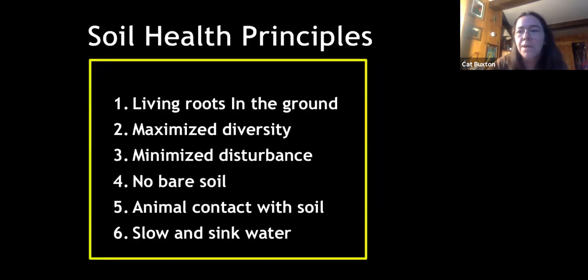So here's another look at those soil health principles. You can find these up on the Vermont Healthy Soils Coalition website at any time. You can also find various portions of these in various other soil health advocacy sites on the internet.